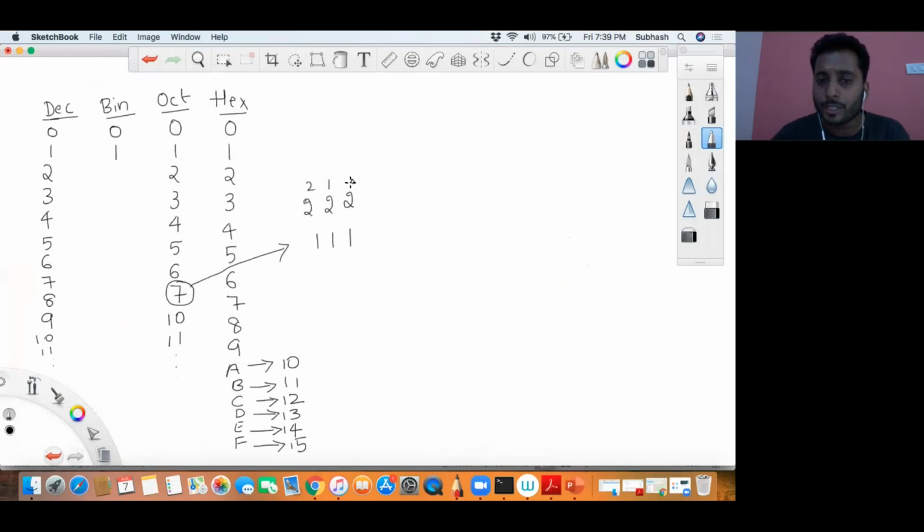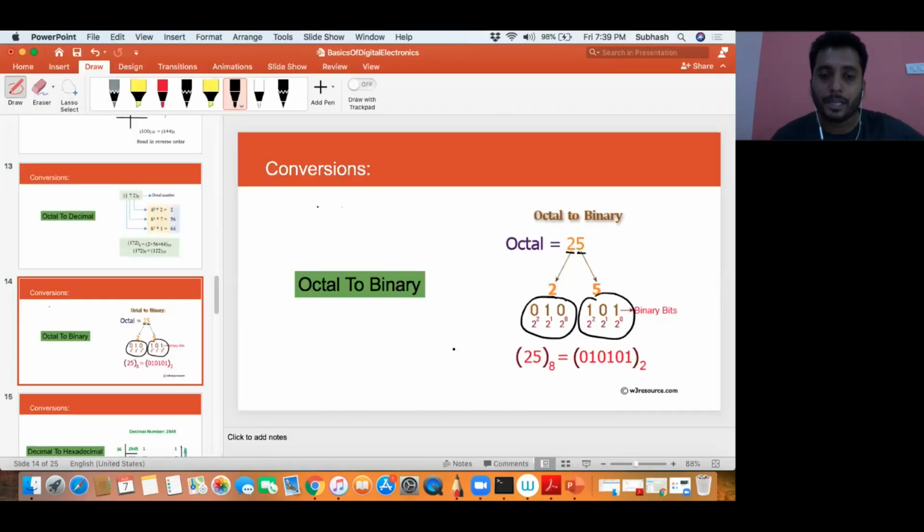Okay, so which is nothing but 2 to the power of 0 is 1, 2 to the power of 1 is 2, 2 to the power of 2 is nothing but 4. 4 plus 2 plus 1 is basically 7. So 3 bits are enough for us to represent any octal number, and that is the reason I have used only 3 bits to represent the binary of each digit of octal.